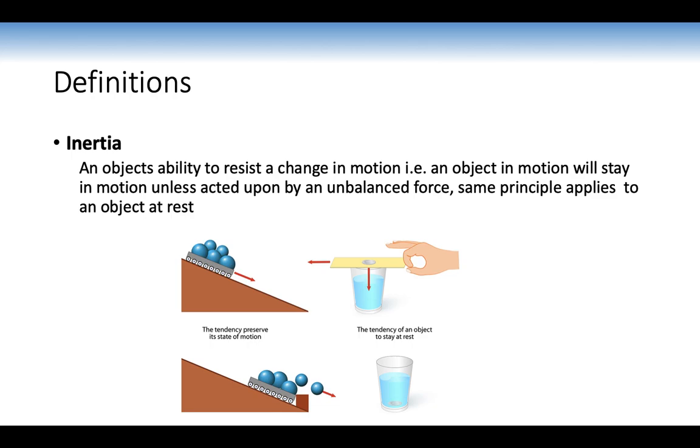So inertia, an object's ability to resist a change in motion, i.e. an object in motion will stay in motion unless acted upon by an unbalanced force, and the same principle applies to an object at rest. So for example, these marbles, when they come to a stop, they suddenly want to go forward as they're used to moving, and this coin over here, when you remove the cardboard, it wants to stay still, so it sinks to the bottom. It doesn't move along with the piece of paper. It's kind of like being in a bus. When a bus driver suddenly brakes, you feel yourself flinging forward. That's due to the inertia. And the heavier the object, the greater the inertia as well.